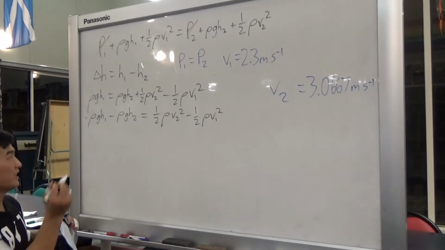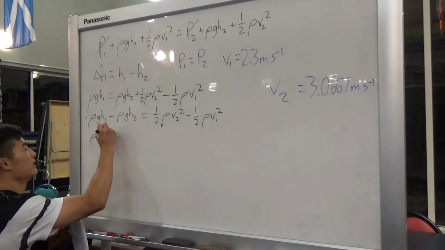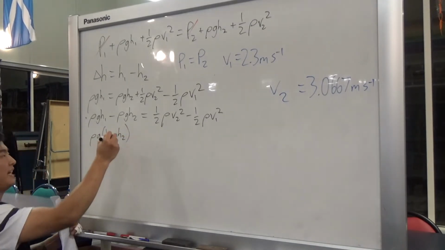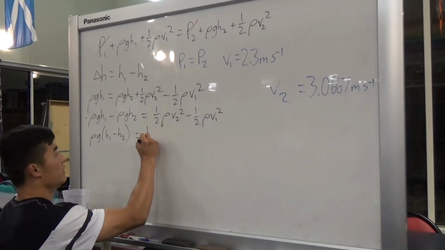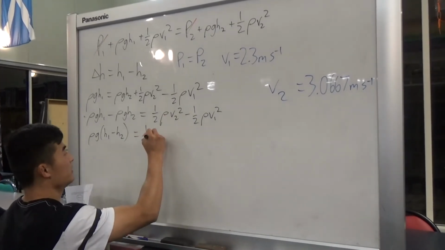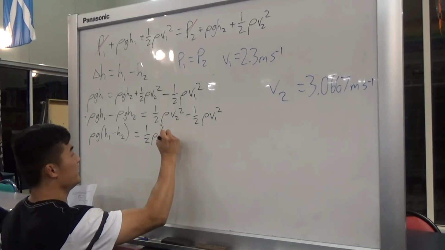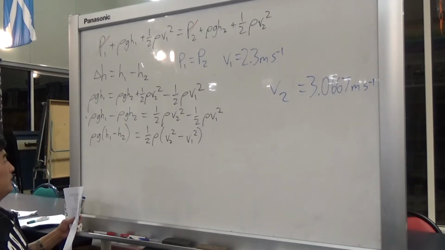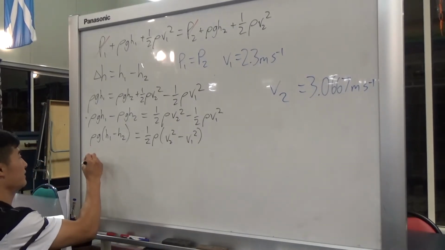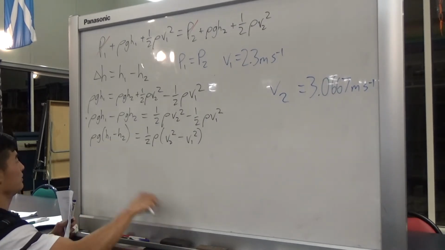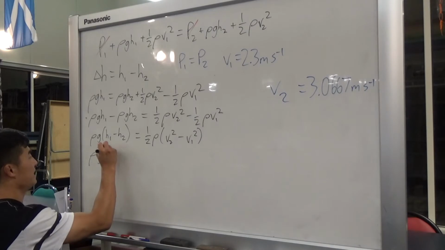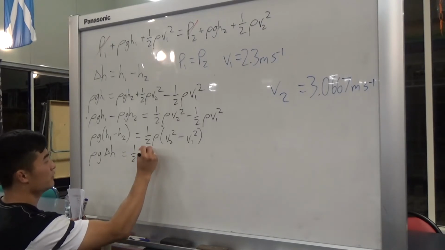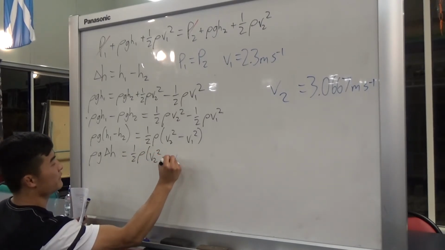So we're going to factorize it now. So rho g, H1 minus H2. This is delta H, which is equal to half, and we can factorize this as well, so half rho, V2 squared minus V1 squared. So that's basically rho g times delta H is equal to half rho, V2 squared minus V1 squared.